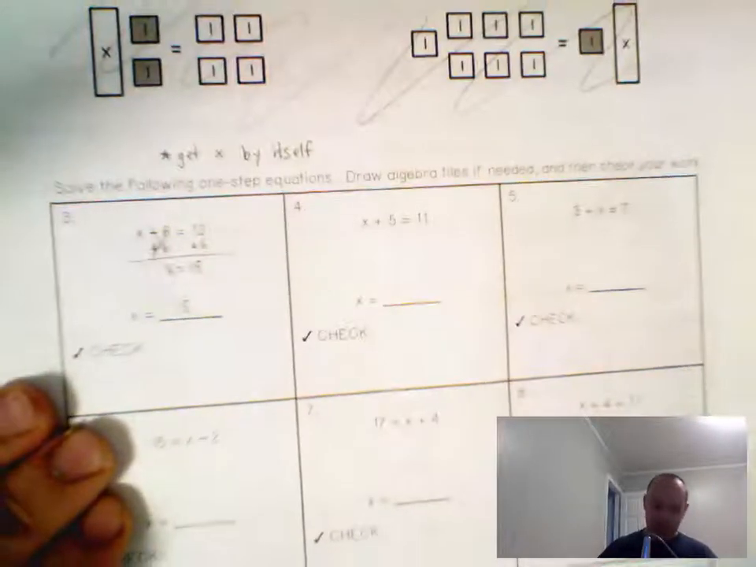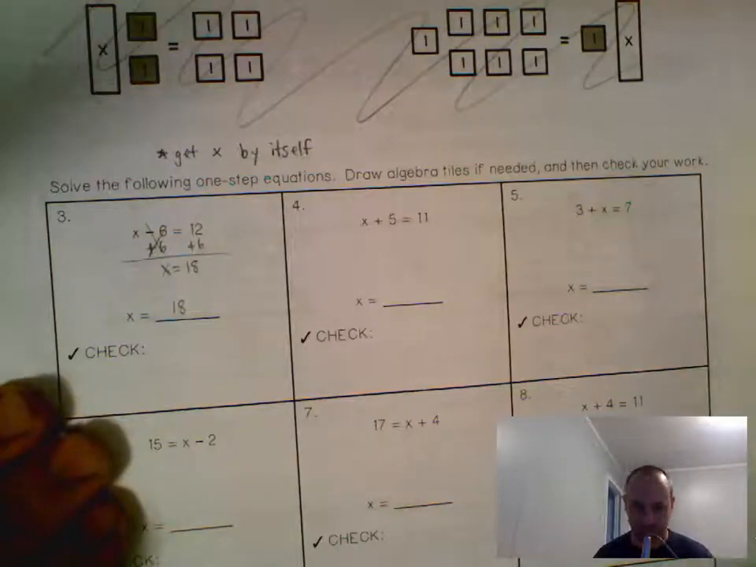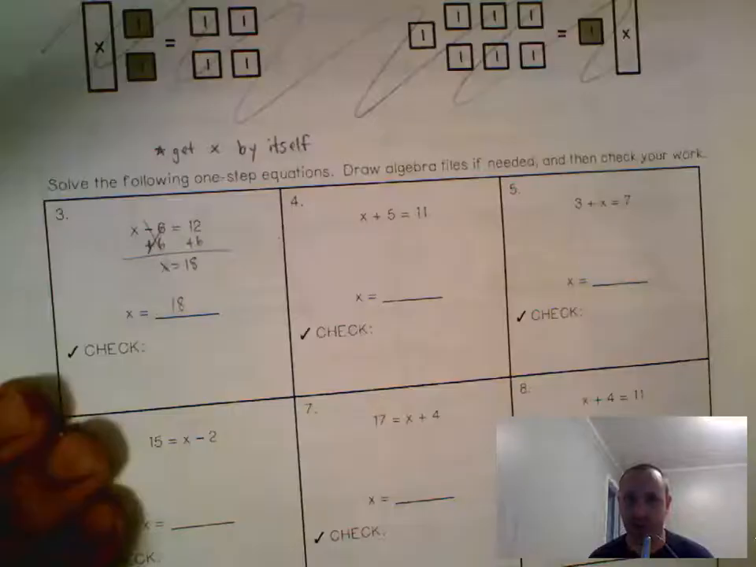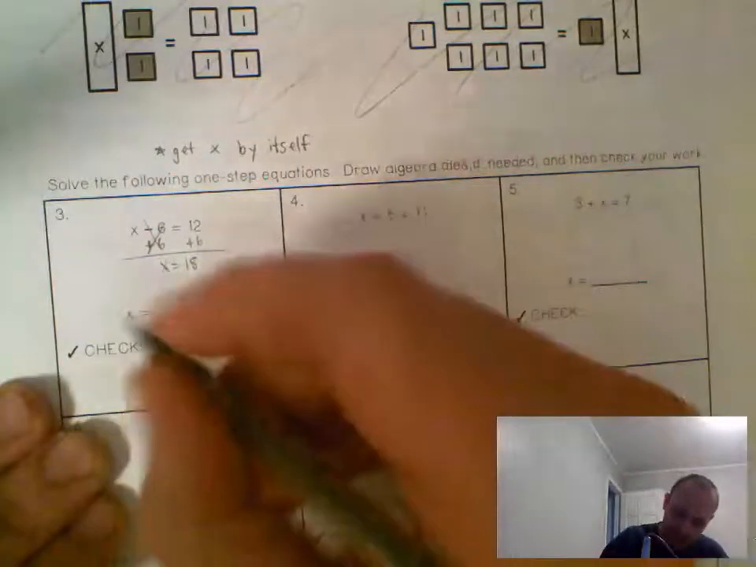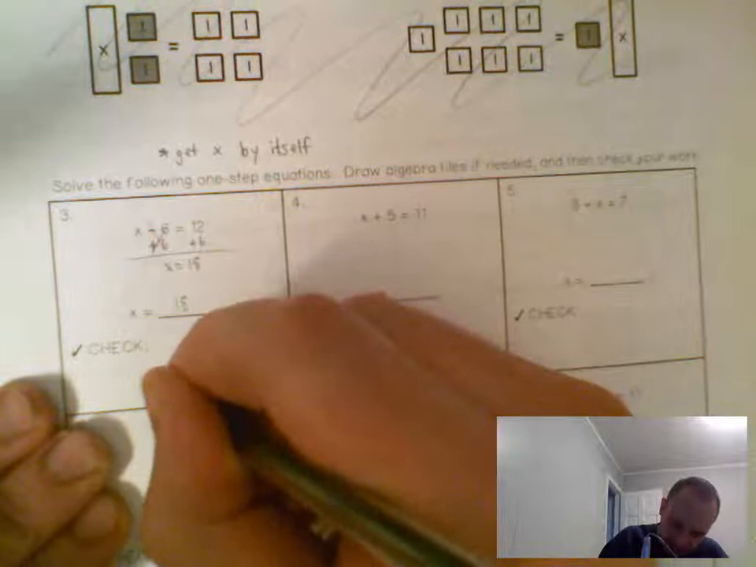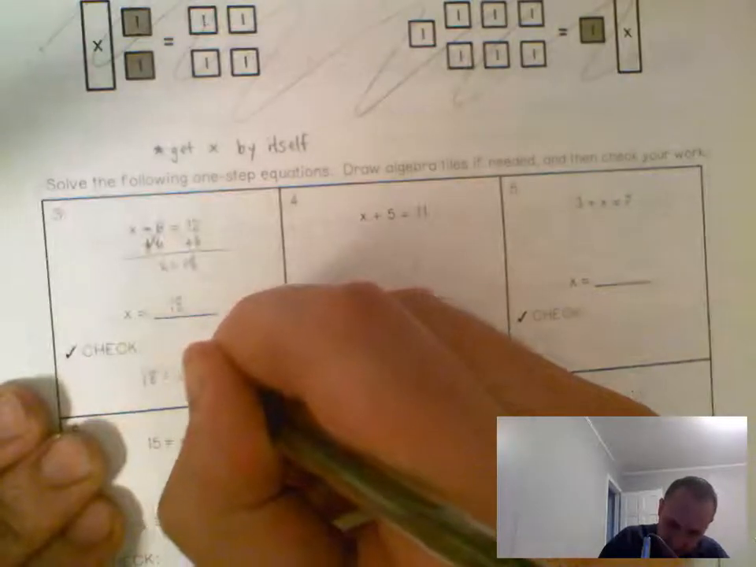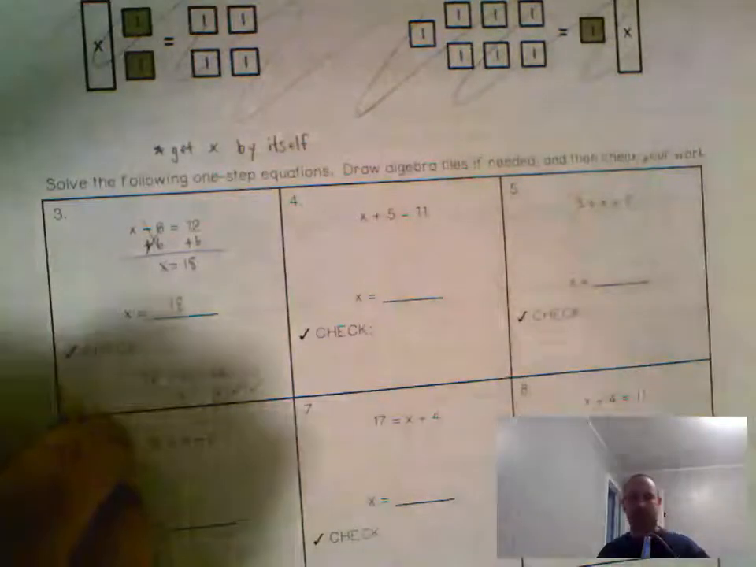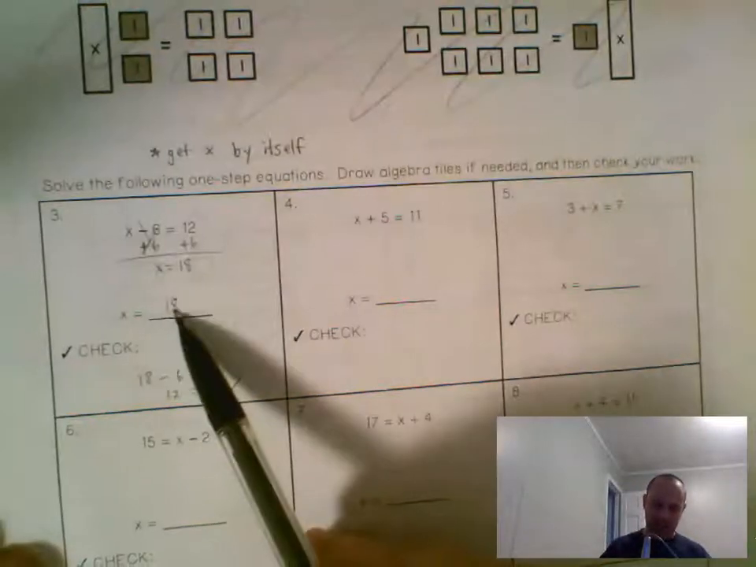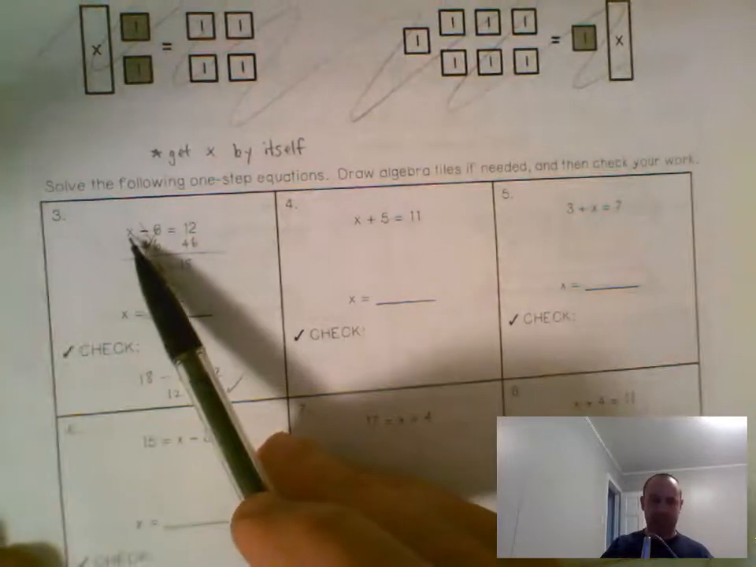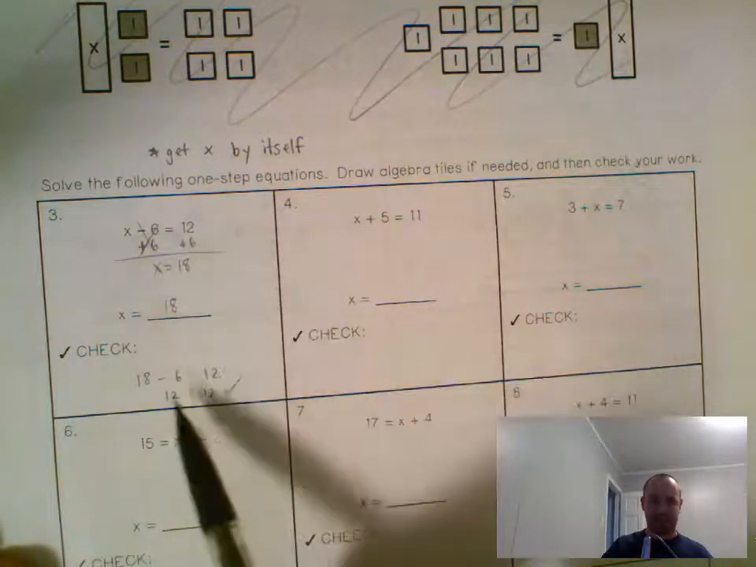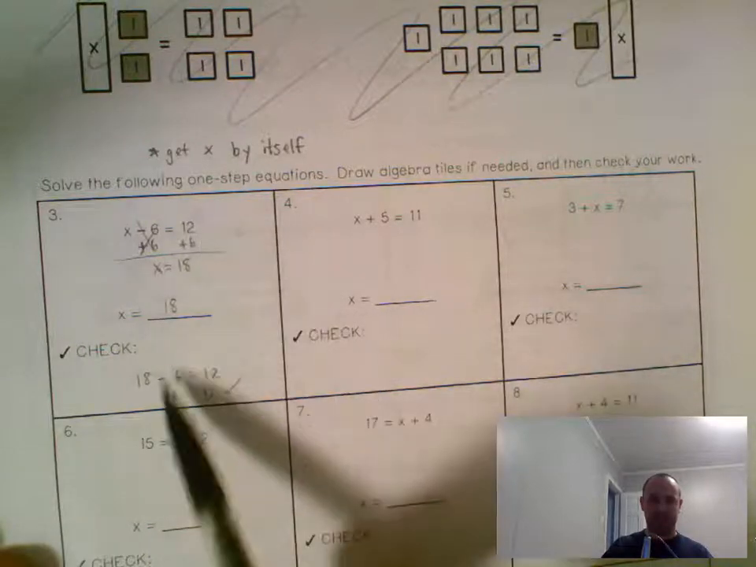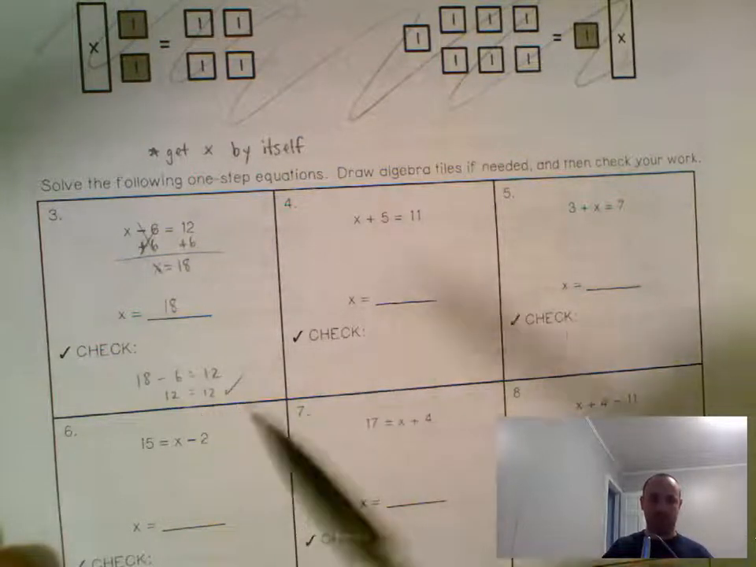Now, I do want you to check on a few of these. You should always check every answer, but you should show your work for a few of them. So you can take that 18 and plug it in here. 18 minus 6 is 12, and that indeed is true. So we know we did it correctly. I took my answer and plugged it in for x. So 18 minus 6 is equal to what they had there, 12, and 12 is equal to 12. That's true.